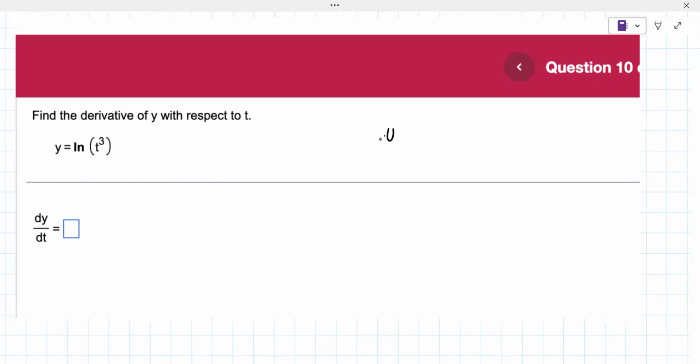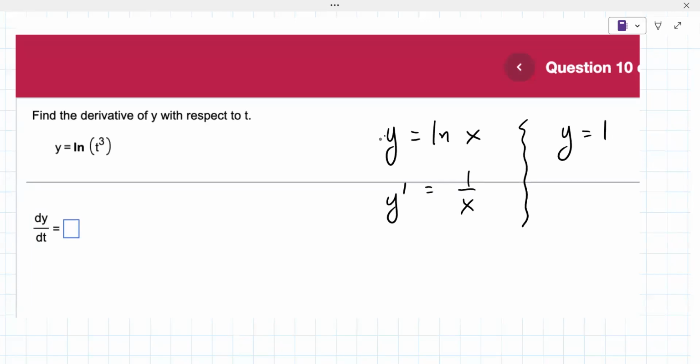All right, so the derivative here, at some point you learn the derivative of natural log, sorry, y prime of natural log is 1 over x. And that is true, but it doesn't account for the chain rule. So really it's y equals natural log of u, and the derivative is 1 over u times u prime.